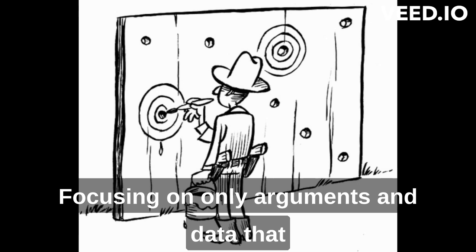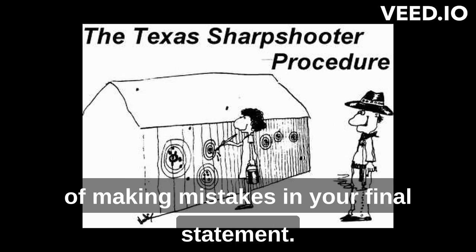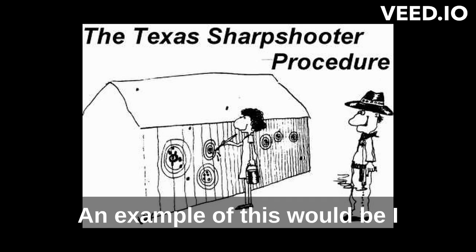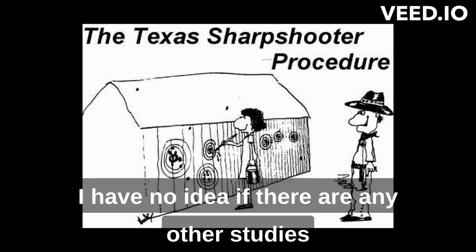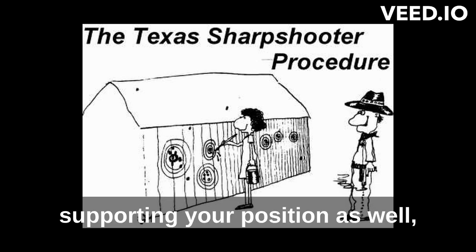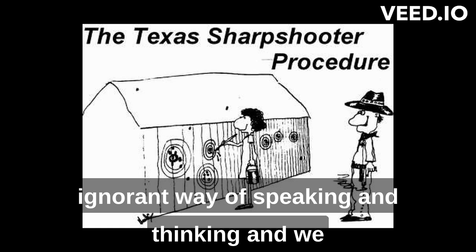Focusing on only arguments and data that support your position is a surefire way of making mistakes in your final statement. An example of this would be: I found numerous studies supporting my position. I have no idea if there are any other studies supporting your position as well, but honestly, I don't care. As you can imagine, this is a very ignorant way of speaking and thinking, and we should avoid it as much as possible.